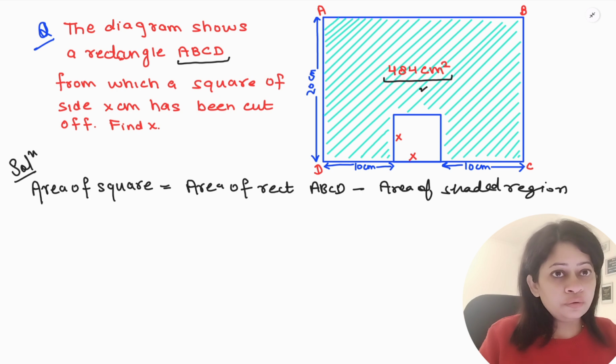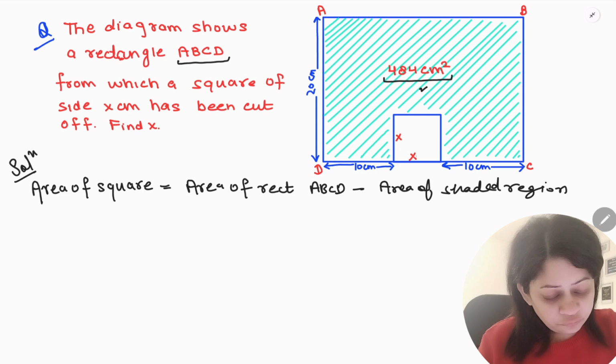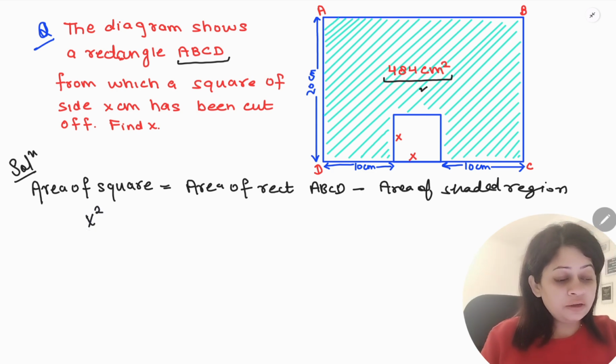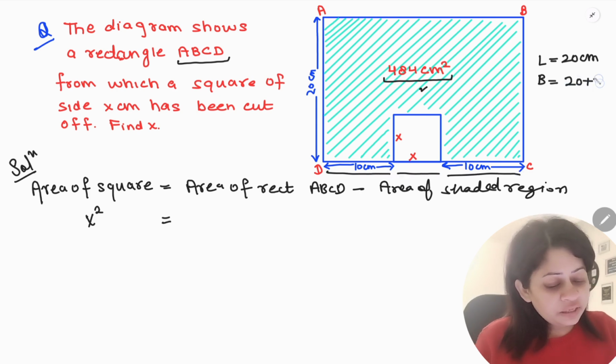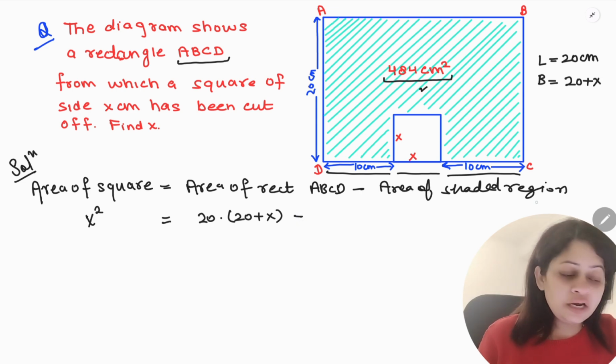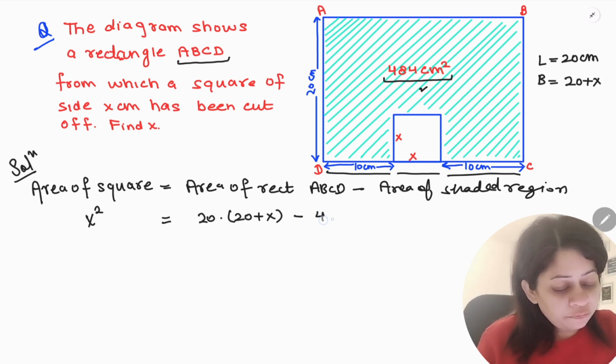Okay, so how will I do that? What is the area of the square? The side of the square is x, so the area of the square is x square, right? And what is the area of the rectangle? For that we need to know the sides. The length of the rectangle is 20 centimeter and the breadth is 10 plus x plus 10, right? So this is 20 plus x. So the area of the rectangle will be 20 times (20 plus x), minus the area of the shaded region, which is already given, 484, right?